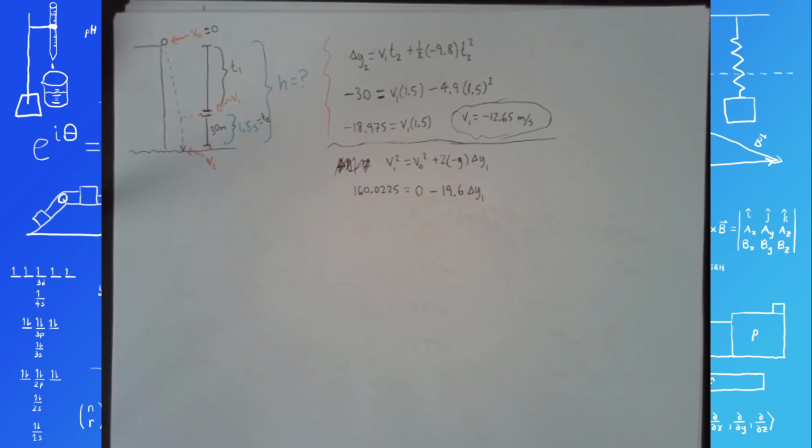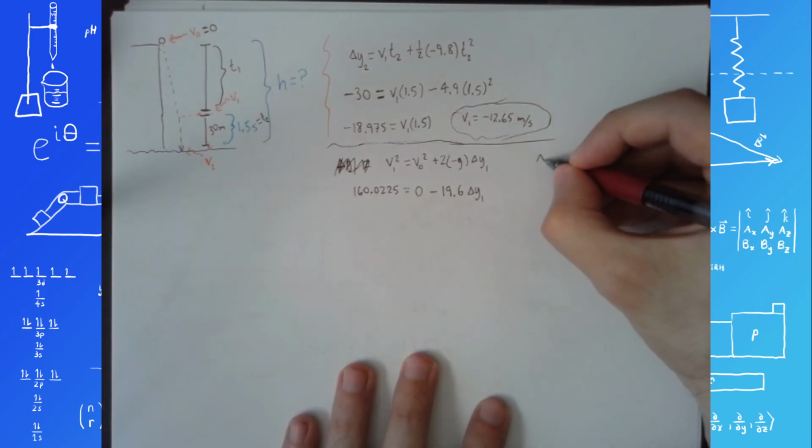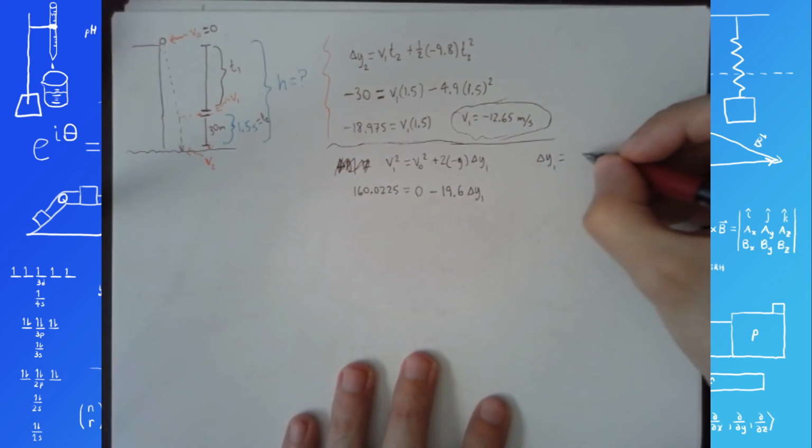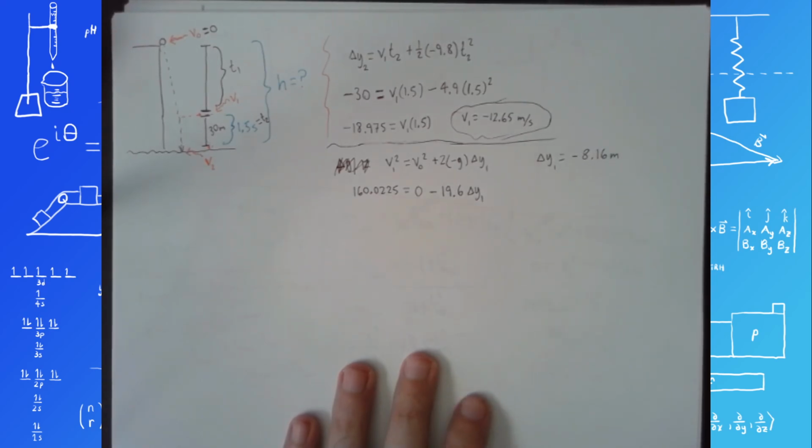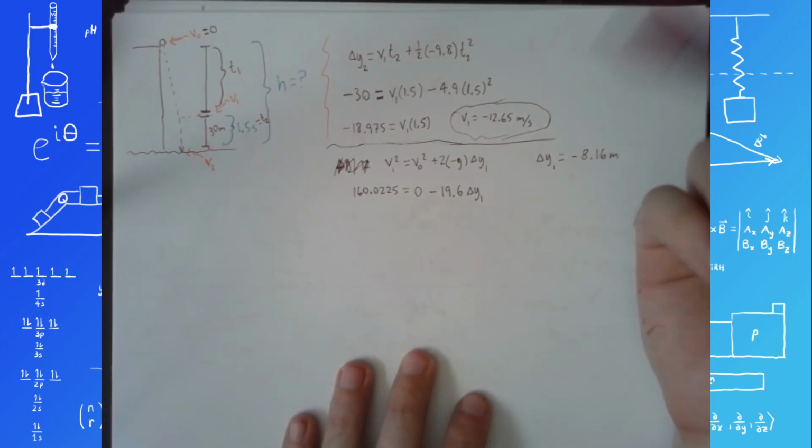$160.0225 divided by negative 19.6 gives me negative 8.164. I'll just round it to negative 8.16. Delta y1 equals negative 8.16. Am I surprised that it's negative? No, we should be expecting that, because it's a downward displacement. So yeah, I am not surprised at all that it came out to be negative.